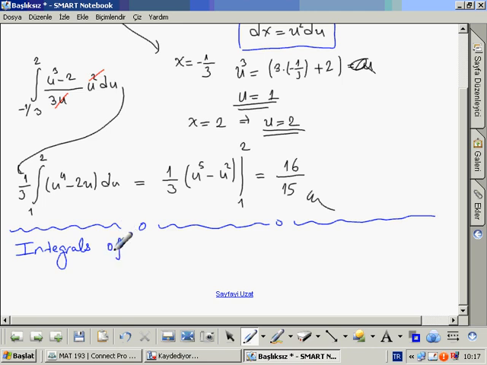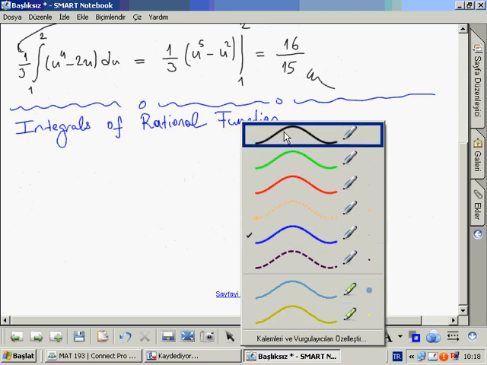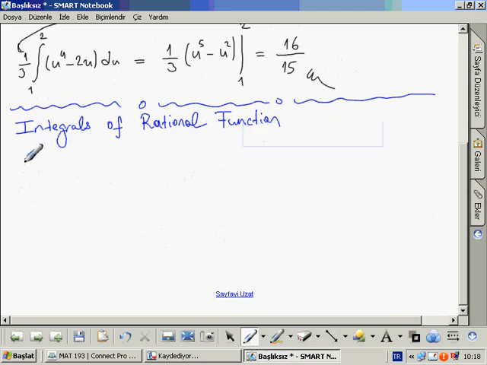Integrals of rational functions. Integral p of x over q of x dx, where these are polynomial functions.